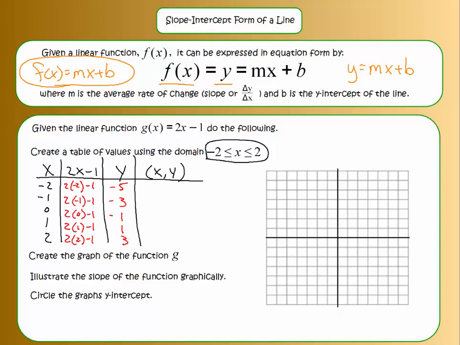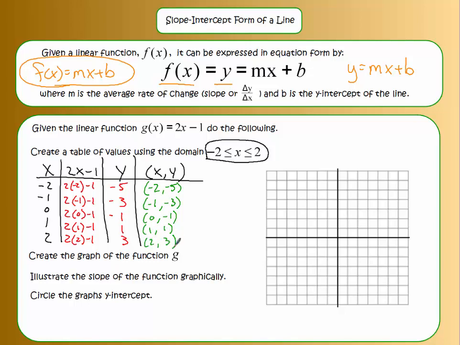So let's see what these points are now. The first point reads: when x is negative 2, y was negative 5. When x was negative 1, y was negative 3. When x was 0, y was negative 1. When x was 1, y was 1. And when x was 2, y is 3.